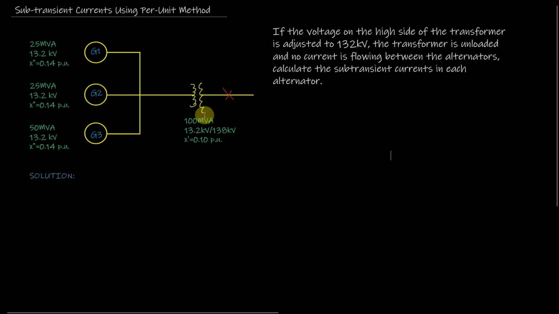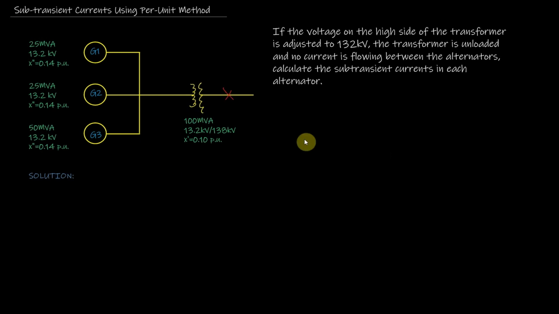Okay? Sa calculation ng mga short circuit using per unit method, ang una natin ginagawa is nagde-define tayo ng two base quantities, which are yung base power, which is expressed in MVA or kVA, and then yung base voltage, which is expressed in kV.